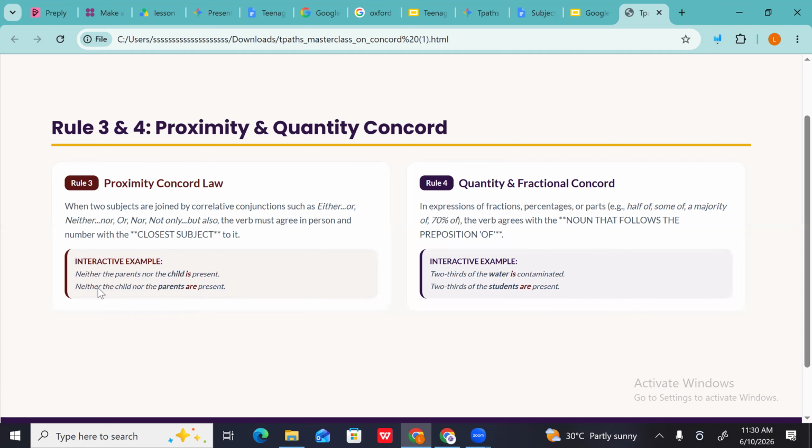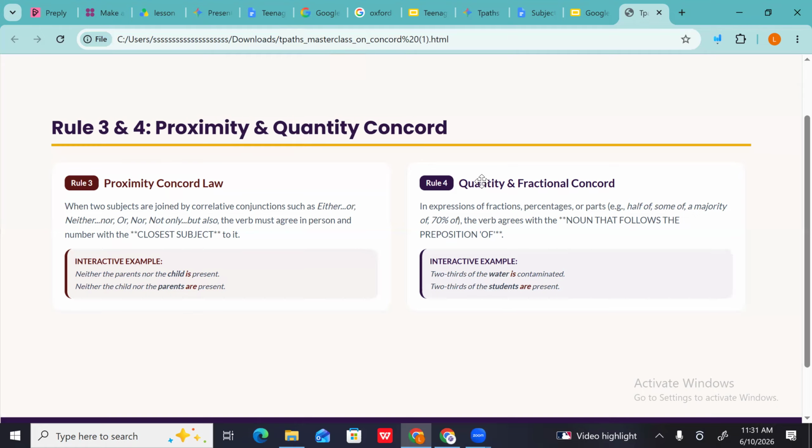And the next one, neither the child nor the parents. You can see the parents. Parents is the closest subject to what? The verb "are." So "parents are present," not "parents is present." Please pay attention to that. If you have any question, please do not hesitate. Kindly drop it on the chat box. I'll be happy to answer them accordingly.